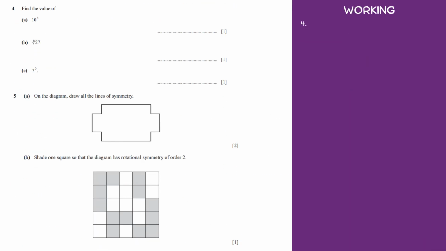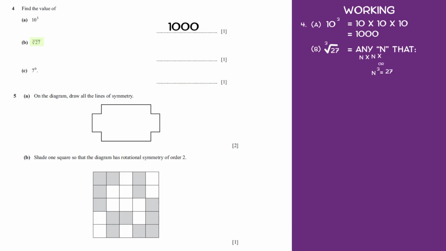In question 4, we are asked to find the value of these three expressions. Firstly, 10 to the third power is simply 10 times 10 times 10, which is 1,000. Secondly, the cube root of 27 is any number that, when multiplied by itself 3 times, gives 27, so that answer is just 3. Finally, 7 to the power of 0 is just 1. This is because any number to the power of 0 is always going to be 1.